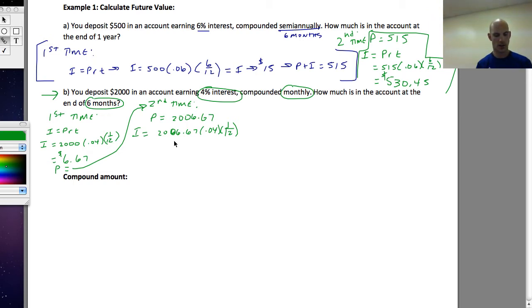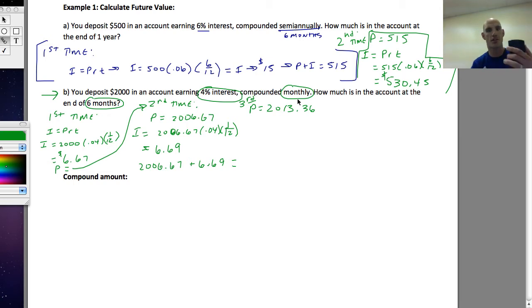times 0.04 times 1 divided by 12 gives us $6.68. Actually, it's 69 cents. So you see how this works. So now our principal is 2,667 plus $6.69. So I'm going to add that to 2006.67. So my new principal amount is, this is third time, principal equals $2,013.36. You see how this interest starts to rack up?